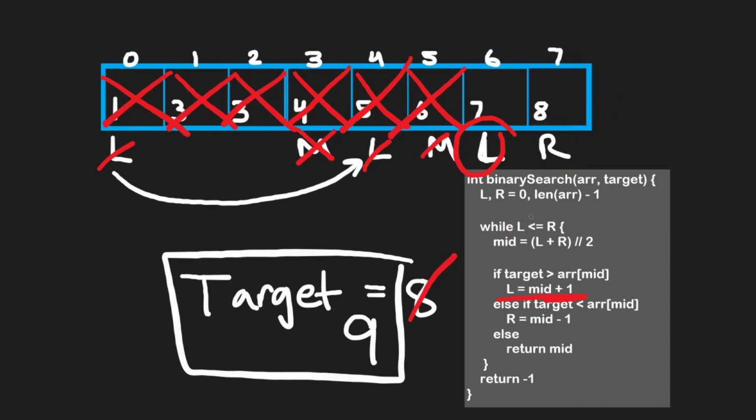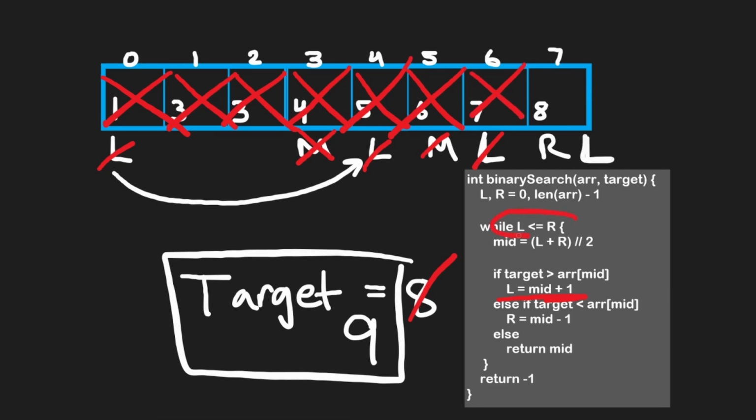So now we calculate mid again. 6 plus 7 divided by 2 rounded down is going to be 6. We're going to check, is our target greater than 7? Yes, it is. And this is where our mid was, so we're going to take left and set it to mid plus 1, which is going to be over here. So we remove this from our search space. Our left pointer is over here as well.